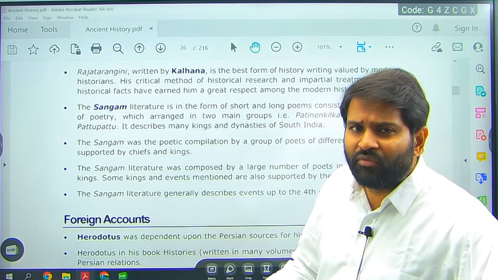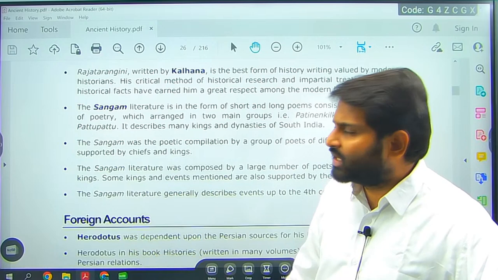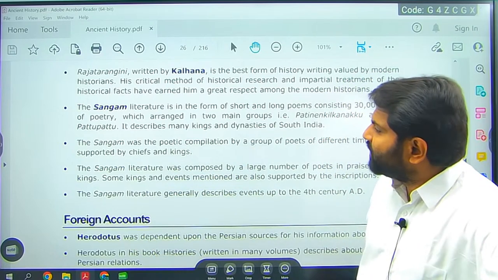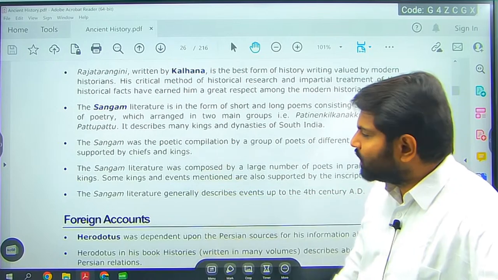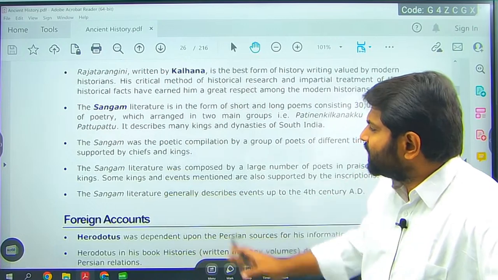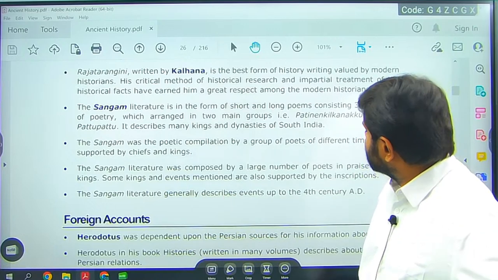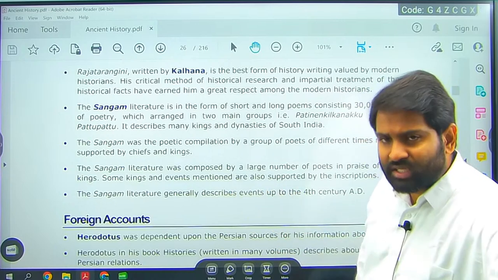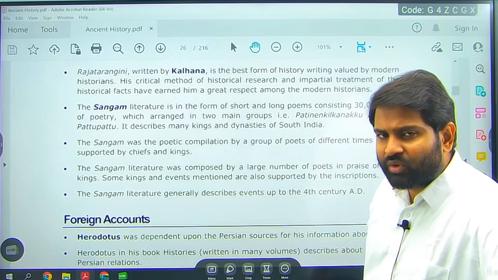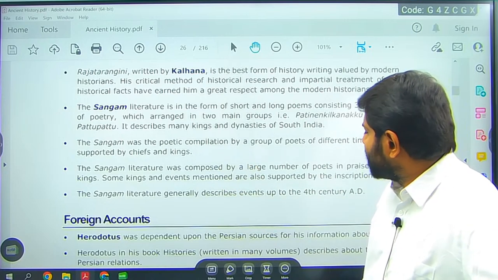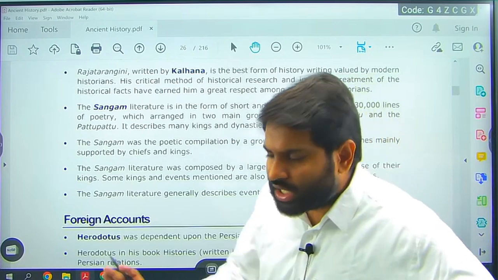we don't have any name to which we can attribute this text. Sangam was a poetic compilation by a group of poets at different times, mainly supported by the chiefs and kings of the local time period. As I said, Nilakanta Sastri has a greater account of this. Sangam literature was composed by a large number of poets in praise of their kings. Some kings and events mentioned are also supported by inscriptions. So the local inscriptions which are available support some Sangam literature. Sangam literature generally describes events up to the 4th century AD in South India.